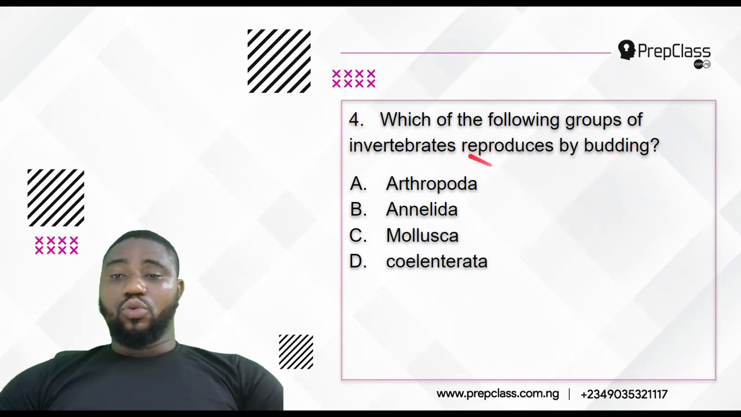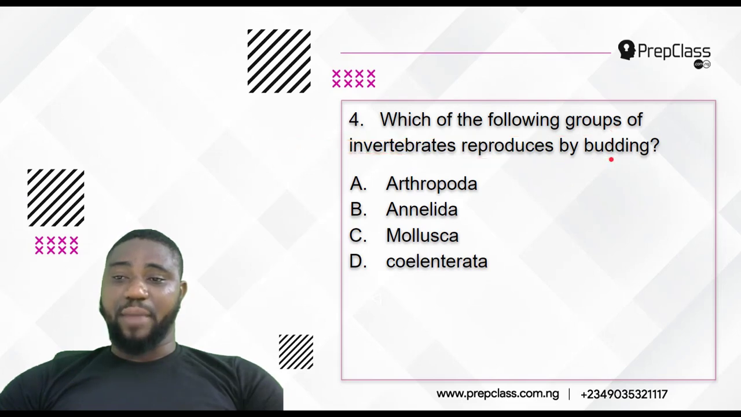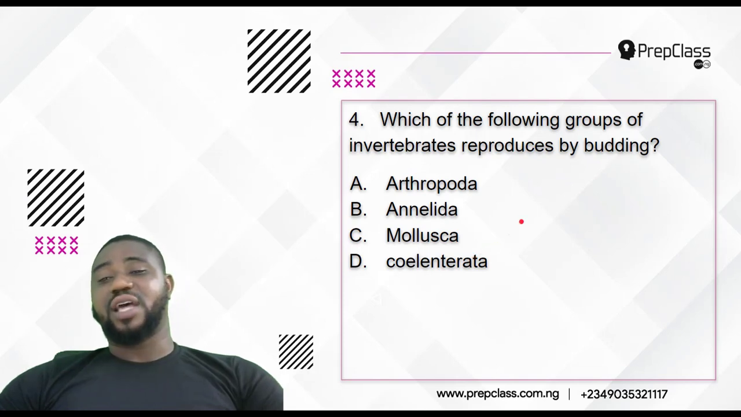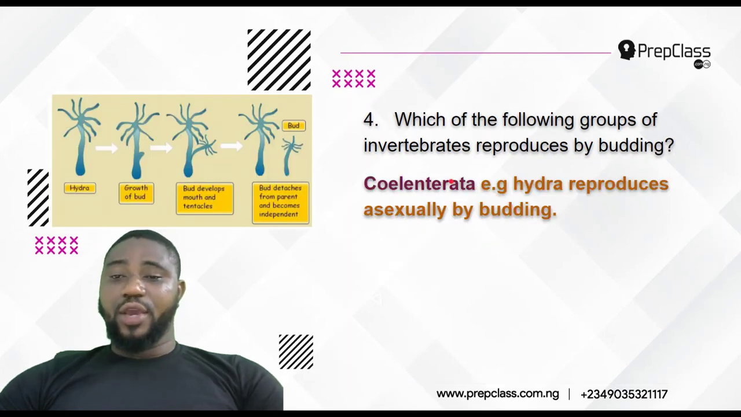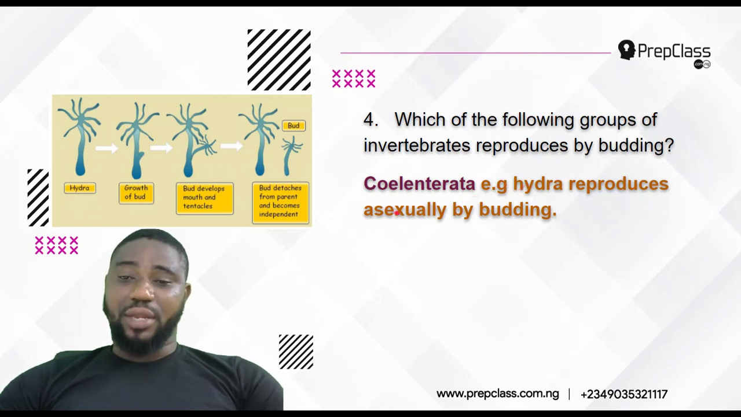Number 4. Which of the following groups of invertebrates reproduces by budding? Is it arthropoda? Is it annelida? Is it mollusca? Is it coelenterata? The answer is coelenterata. Why? Coelenterata, e.g. Hydra, reproduces asexually by budding.